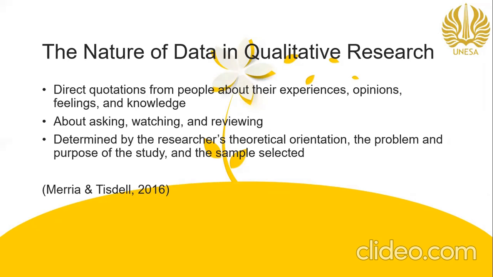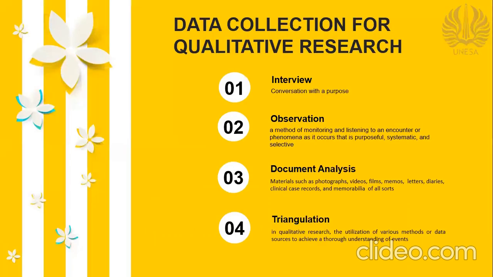The data here are determined by the researcher's theoretical orientation, the problem and purpose of the study, and also the sample selected. So basically, there are two qualities that influence our research. The first one is the quality of our research instrument, and the second one is the quality of how we collect the data.